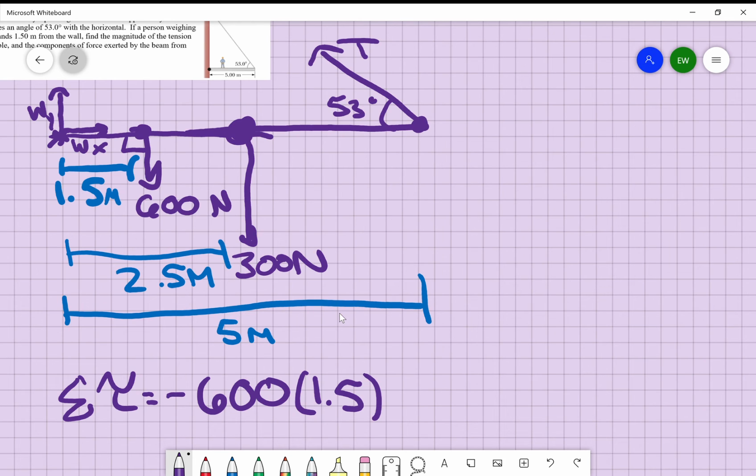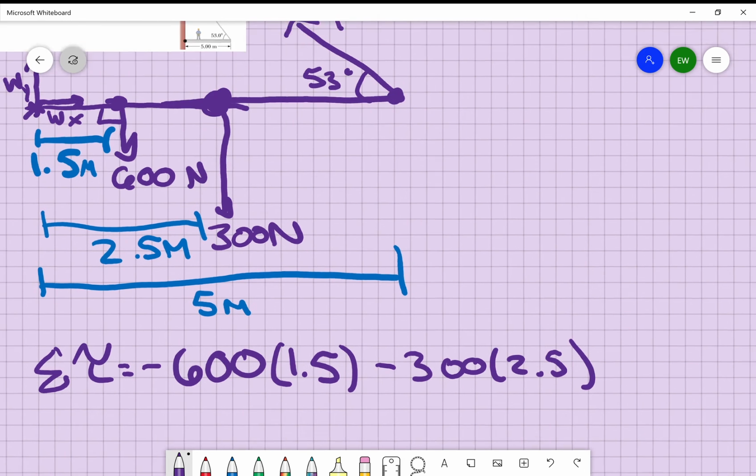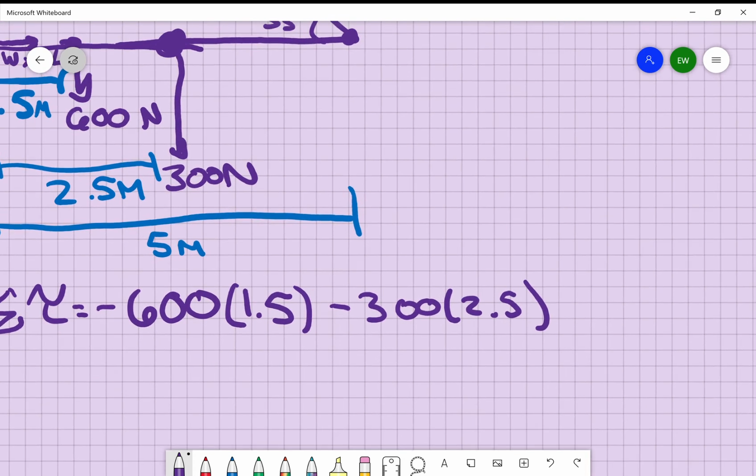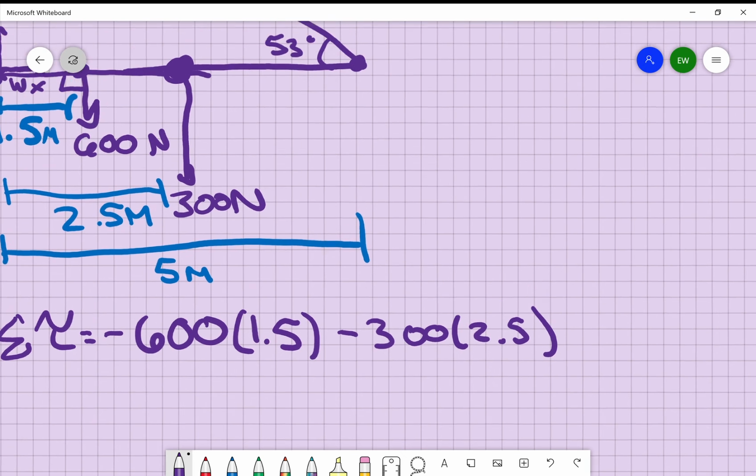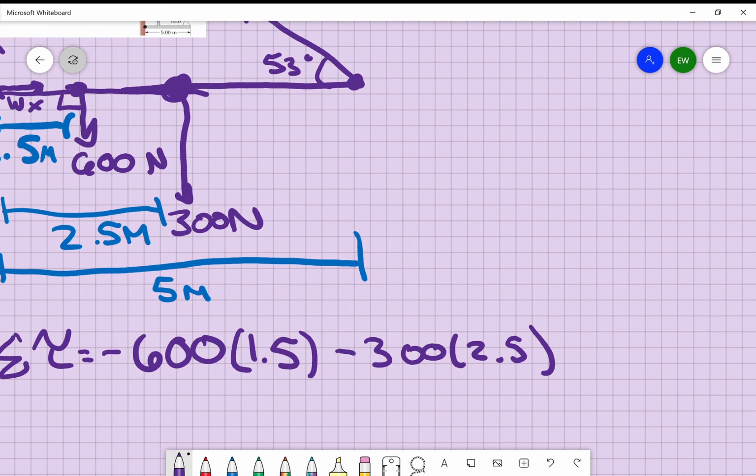300 times the 2.5, that also is going to be negative. If I hold my pen and go up that way, this is going to be positive. The T I'm looking for, times 5 times the sine of 53. We're going to get a bunch of numbers here.